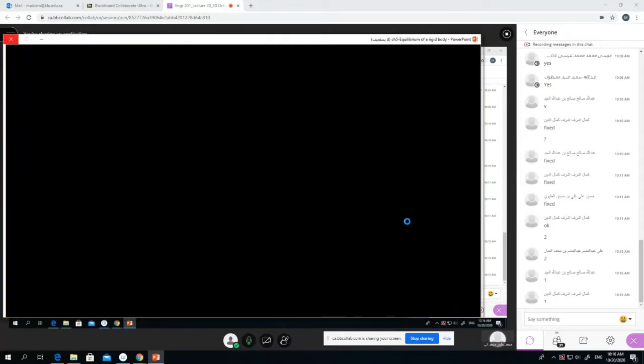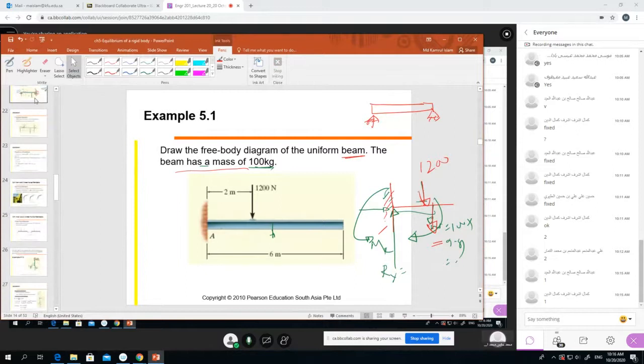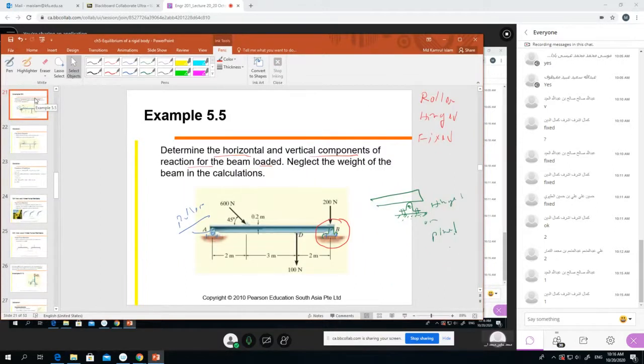If the weight is not mentioned in the question, then you don't need to consider the self weight of the beam. Here it says neglect the weight of the beam. In the exam, maybe we don't write this sentence, and a student asks, doctor, what is the weight? So I tell you, if it is mentioned, then you have to consider it. If it is not mentioned, then you don't need to consider it. So here we need the horizontal and vertical reactions.